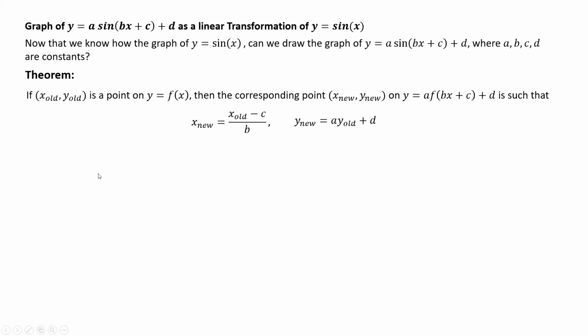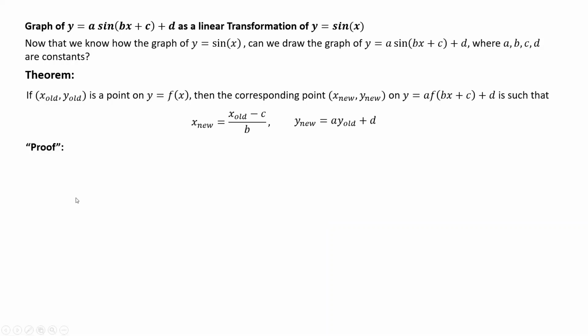Cool? So for every x old, y old point on y equals f of x, we can figure out where that would be, x new, y new, using these formulas. So we can plot all those points using x new, y new, and draw a smooth curve, and we got the new one. How simple it becomes. I'll show you all of this in detail. If you didn't understand it, don't worry too much about it. I just wanted to give you a quick proof of it.